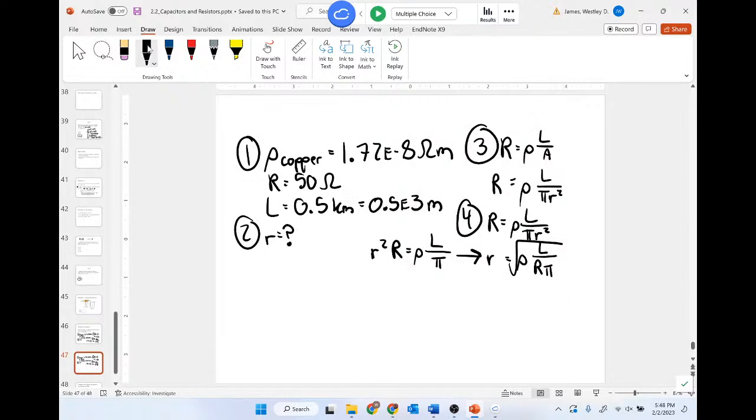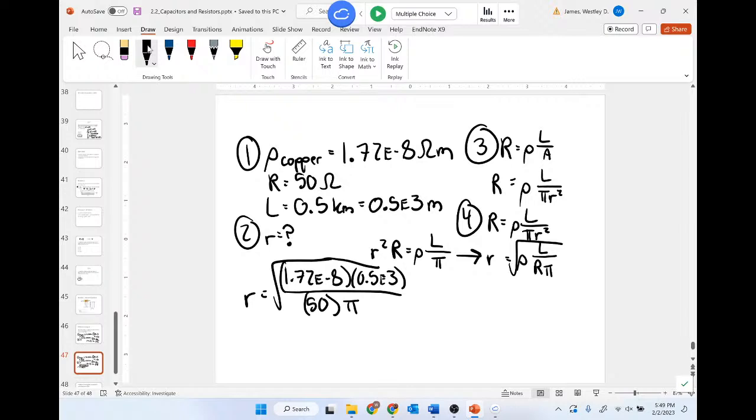Okay, so R, I just need to put the numbers in, is the square root of 1.72e-8 times the length, which is 0.5e3, divided by my resistance, which is 50 times pi. I highly recommend just using the pi button on your calculator. If you really want, you can put 3.14. It's just going to change whether your answer is off by like a third decimal place or something.